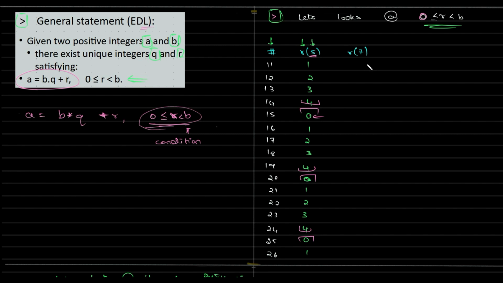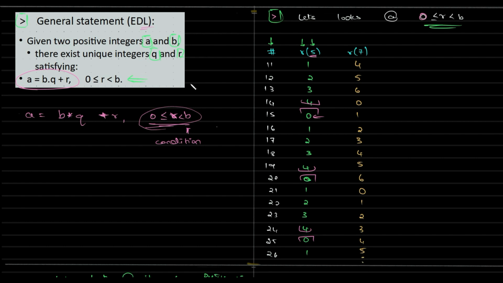Next one. When we are dividing with 7, 11 divided by 7 the remainder is 4. 12 is 5. 13 is 6. And then 14 is 0. 15, 16, 17, 18, 19, 20, 21. Right? 21 divided by 7, remainder is 0. Then 1 for 22, 23, 24, 25, 26, so on and so forth.